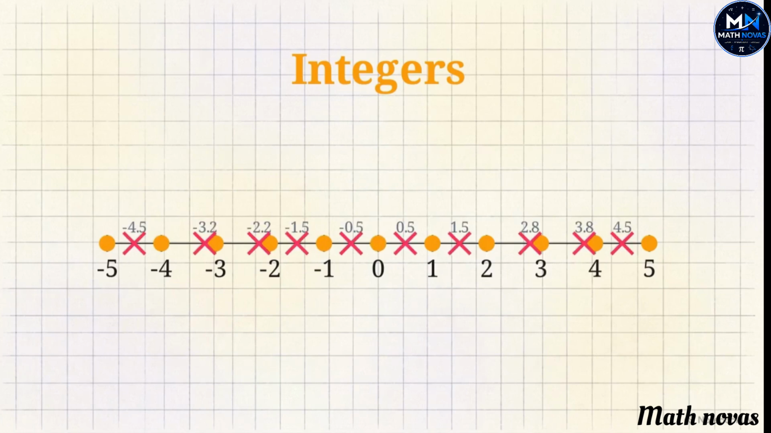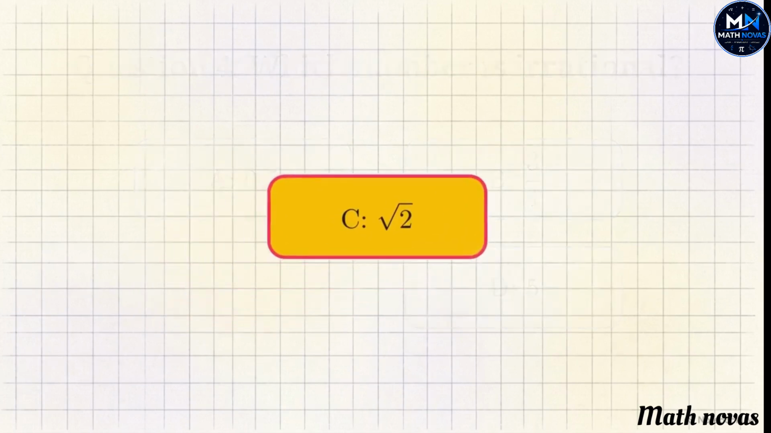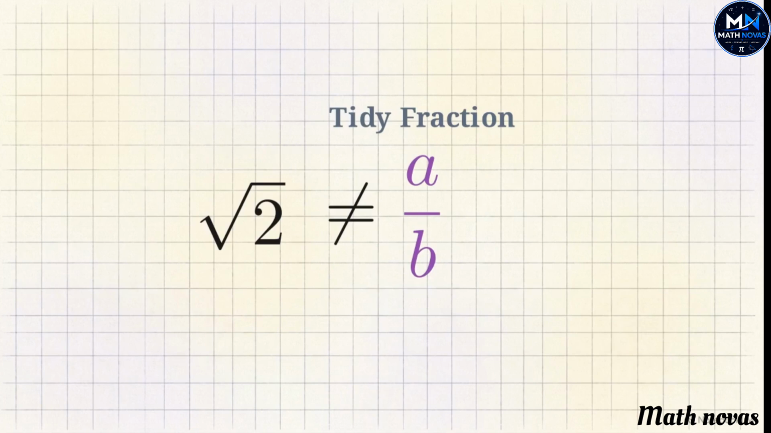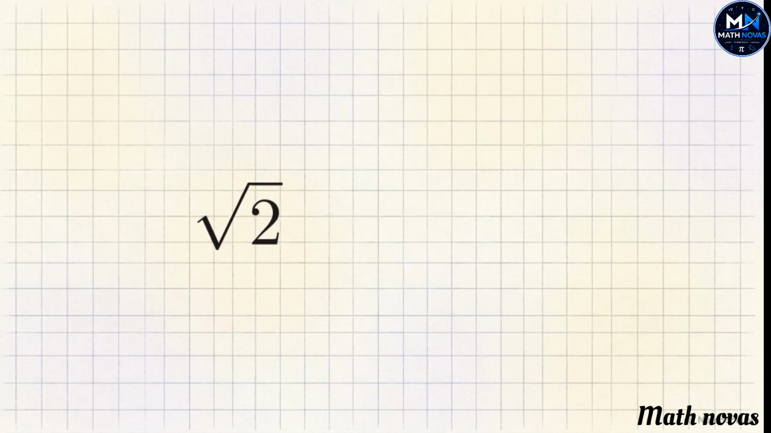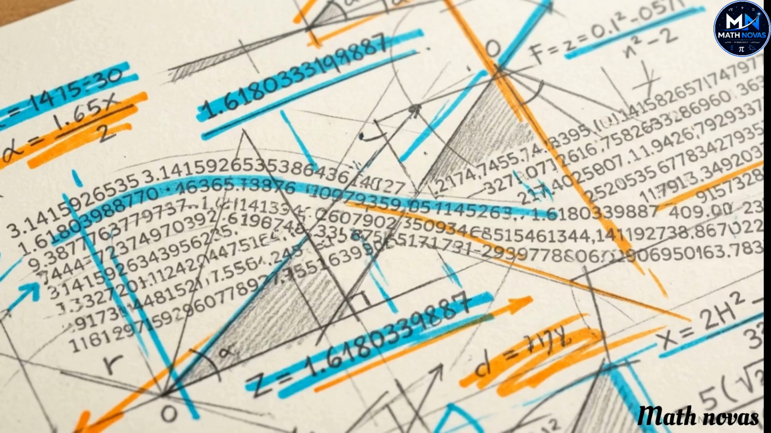Let's look at question 4. Which of these numbers is irrational? The square root of 2 is the irrational number. We know this because you cannot write it as a tidy fraction, and its decimal format never ends or repeats. Being able to spot these continuous, non-repeating numbers is a necessary skill for maintaining high precision in advanced physics and math.